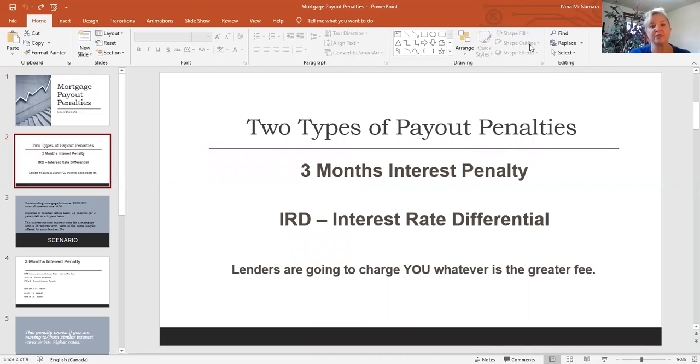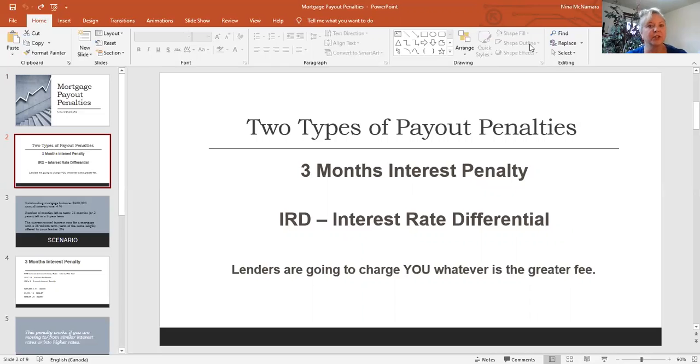There are two types of payout penalties that lenders are going to calculate on. One is the 3-month interest rate payout penalty, which most people are aware of, but we're going to talk about it anyway. And then the next one, which is a little bit more difficult and is going to bite you a little bit more often, is the IRD, interest rate differential. This one is very important right now because it is taken into account when interest rates drop, which they have right now. So I want everyone to be aware of how we're going to be calculating this one.